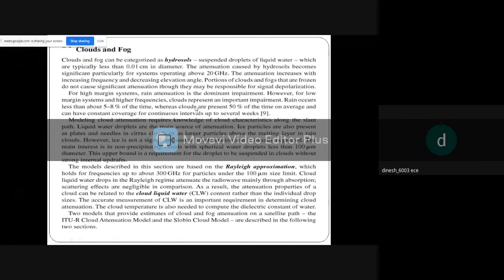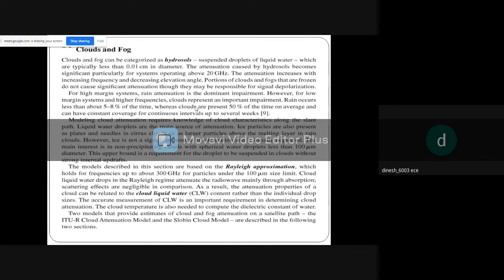The next topic is clouds and fog. These clouds and fog can be categorized under hydrosols. These hydrosols are suspended droplets of liquid water with a diameter of less than 0.01 centimeter. Hydrosols become significantly notable for systems operating above 20 gigahertz. Above 20 gigahertz, when we use the frequency for satellite communication, clouds and fogs come into the picture.